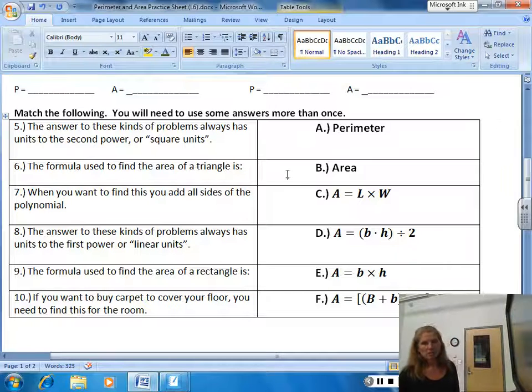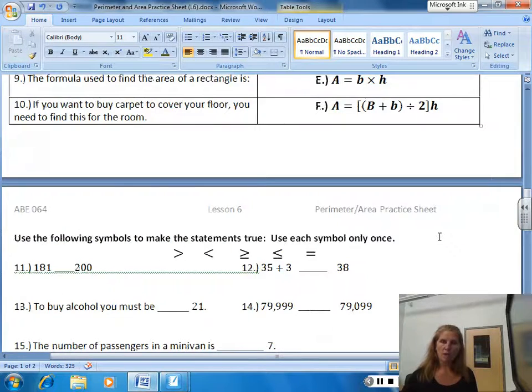And then you look over here and say, which one of those? Well, it's either perimeter or area. The linear units is perimeter, so that would be an A right here in this box. All right, the formula to find the area of a rectangle, the formula to find the area of a triangle, you have to be able to match over here. Just put the letter that matches over here, and you might use some of these more than once. So it's a matching one that you can answer having watched the video.